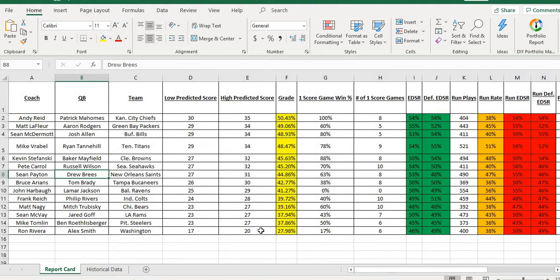Some things I like to take into account are personnel groups. What schemes are they going with? Are they throwing a lot of 12, 13? Are they running a lot of 21 personnel? Things like that. And after about the fourth or fifth week of the regular season, those things really round into shape. We know what we're looking at.